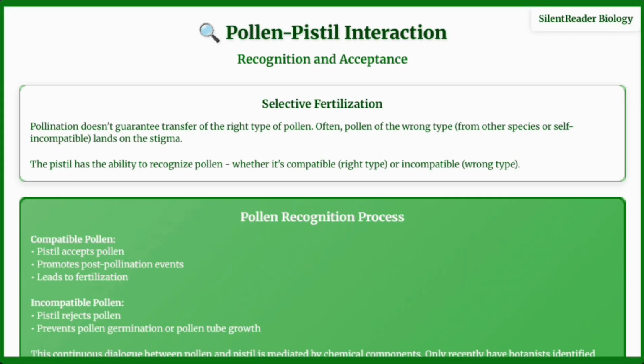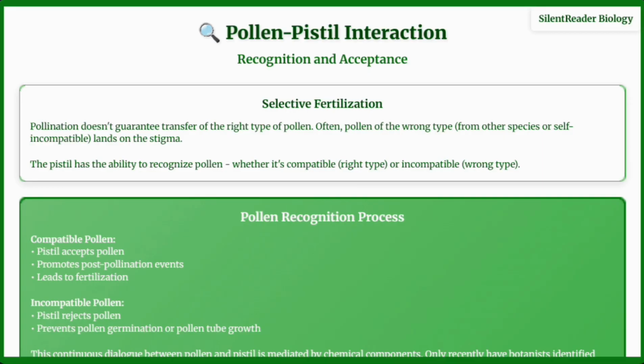Let's understand the crucial process of pollen-pistil interaction. It's important to note that pollination doesn't guarantee the transfer of the right type of pollen. Often, pollen of the wrong type, either from other species or from the same plant if it's self-incompatible, also lands on the stigma. The pistil has the remarkable ability to recognize whether pollen is compatible or incompatible. If it's the right type, the pistil accepts the pollen and promotes post-pollination events leading to fertilization. If it's the wrong type, the pistil rejects it by preventing pollen germination or pollen tube growth.